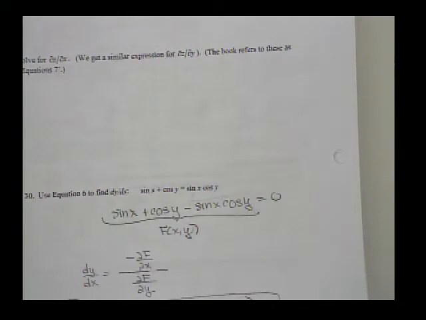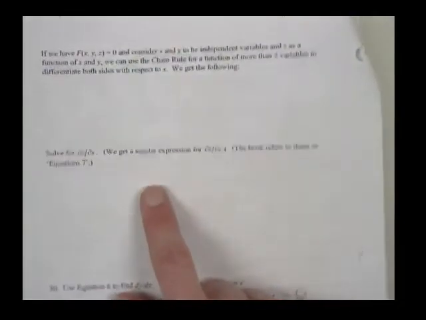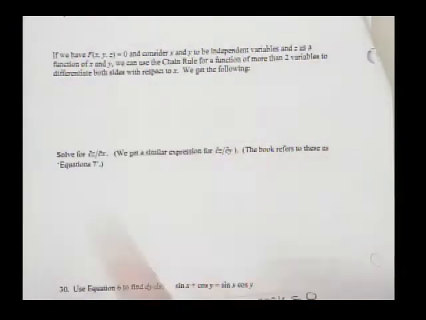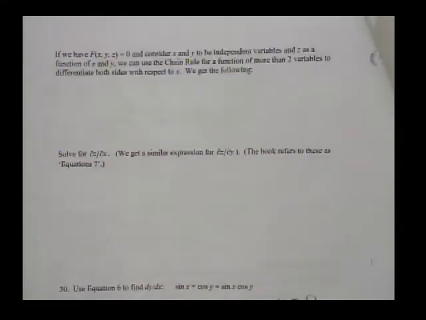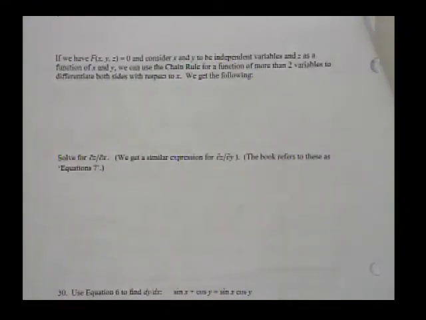But now we're going to look at another form of implicit differentiation where we have an equation in 3 variables, x, y, and z, and we'll assume that the z is a function of the x and y. And so it says then we can use the chain rule for a function of more than 2 variables to differentiate both sides with respect to x, and we get the following.